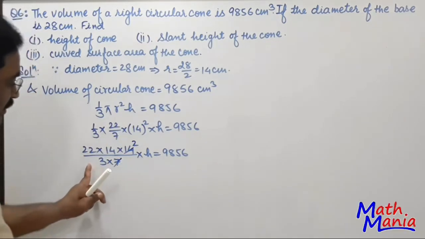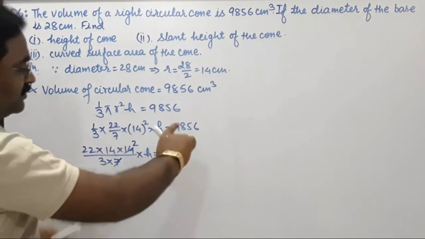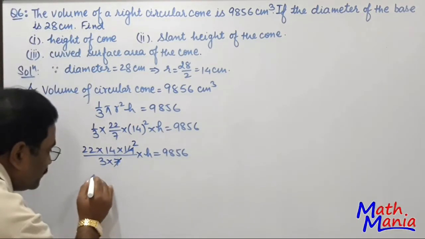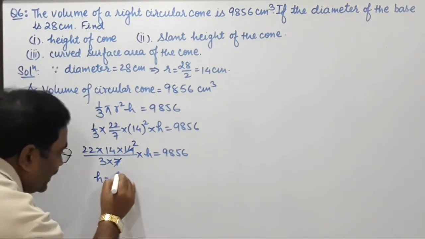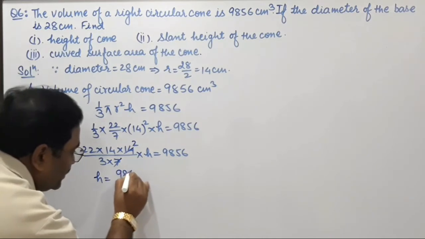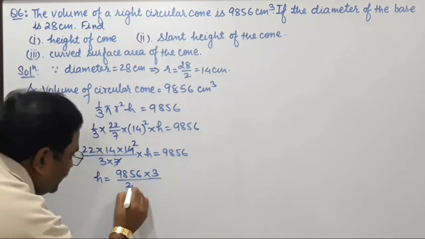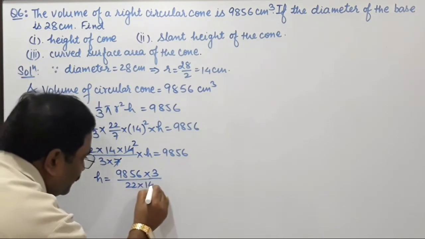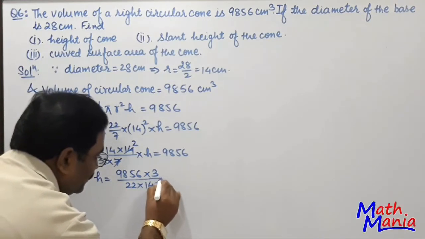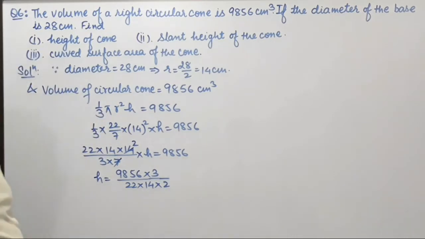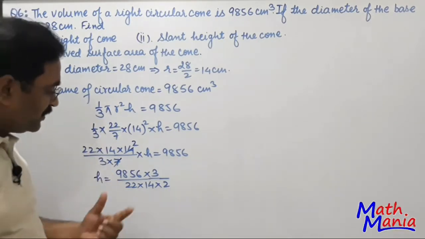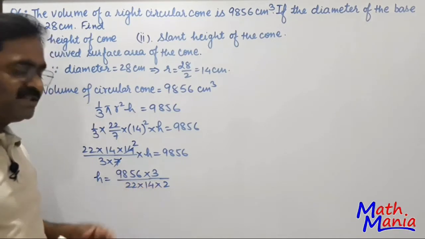So we need to transpose these terms to the right side. So we will get the value of height. h is equal to 9,856 multiplied by 3 divided by 22 into 14 into 2. Right, friends? Now we have to simplify these numbers.